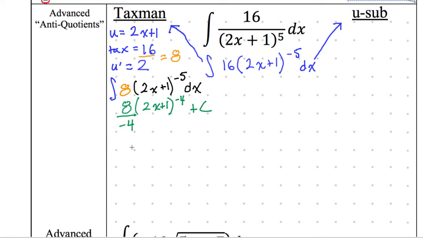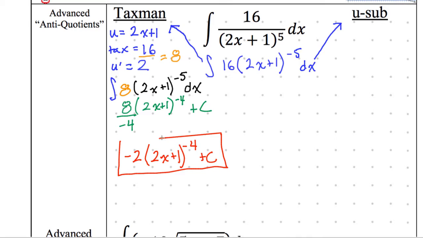That simplifies down to negative 2, and the rest is the same. 2x plus 1 to the power of negative 4 plus c. And box the answer. Cool. And this is also equivalent.